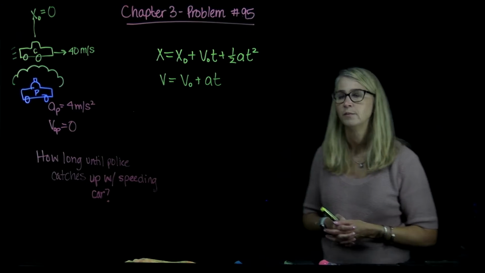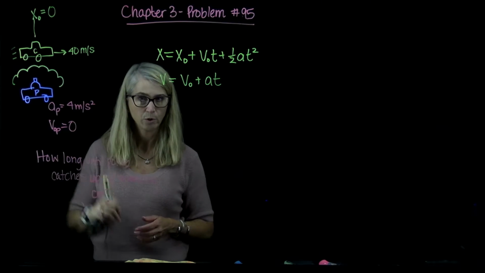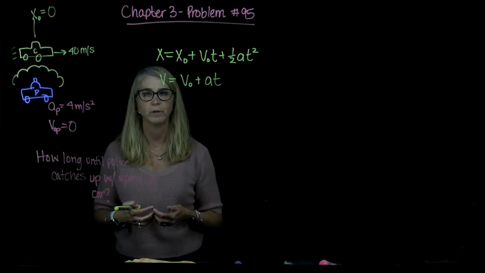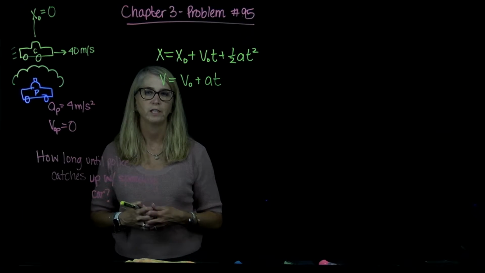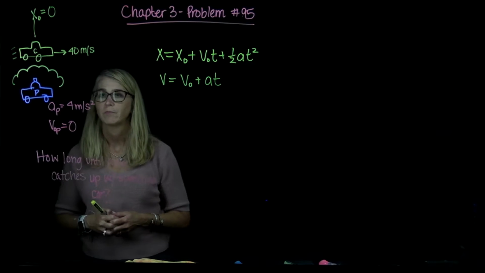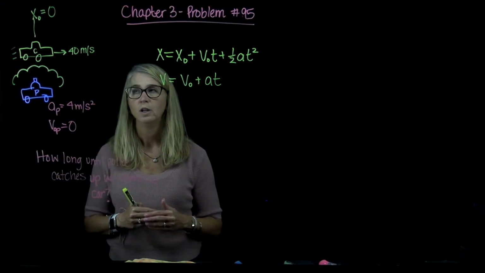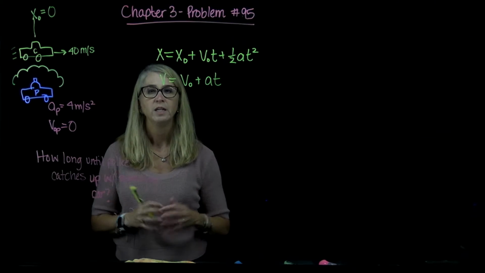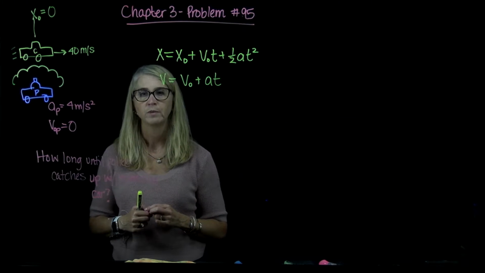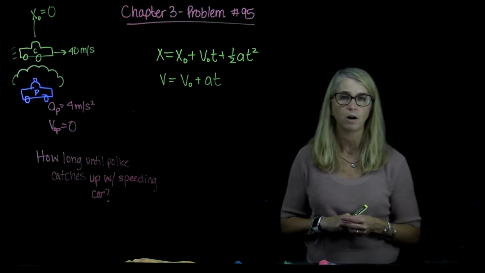So here's the problem. The scenario is we have a police car who is hiding here behind the bushes, see my pretty bushes, and he notices a car go by him that's clearly speeding. We're told that the car is traveling at a rate of 40 meters per second. It is speeding. Now, the police car is, of course, sitting behind the bushes, so his initial velocity is 0. But the instant that the car passes him, he starts to accelerate. He accelerates with a rate of 4 meters per second squared. We're trying to figure out how long it'll take until the police car will catch up with the speeding car.